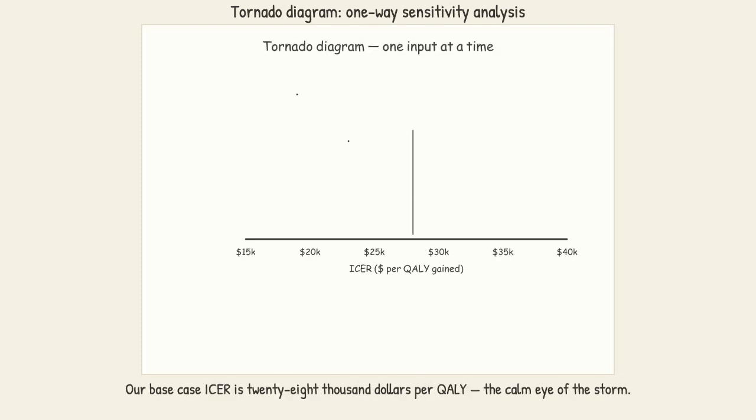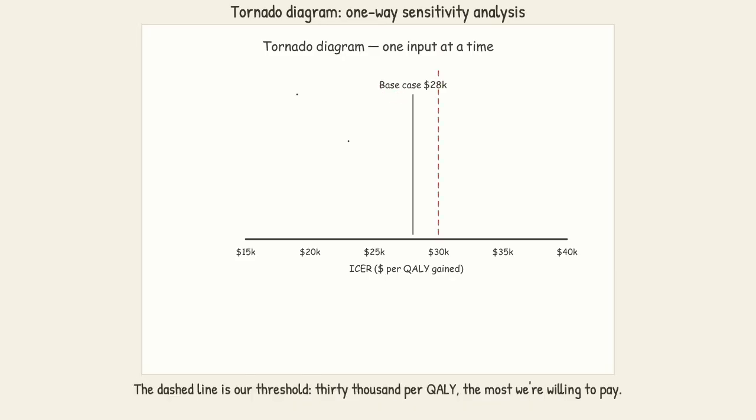Our base case ICER is $28,000 per QALY, the calm eye of the storm. Every swing we draw from here pivots around this one number. The dashed line is our threshold, 30,000 per QALY, the most we're willing to pay. Cross to the right of it, and the treatment stops being good value.